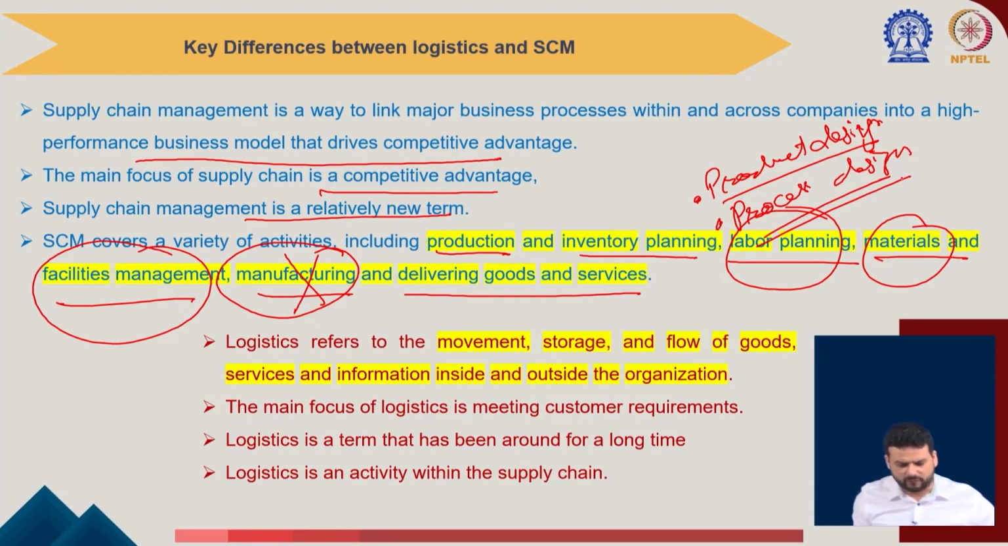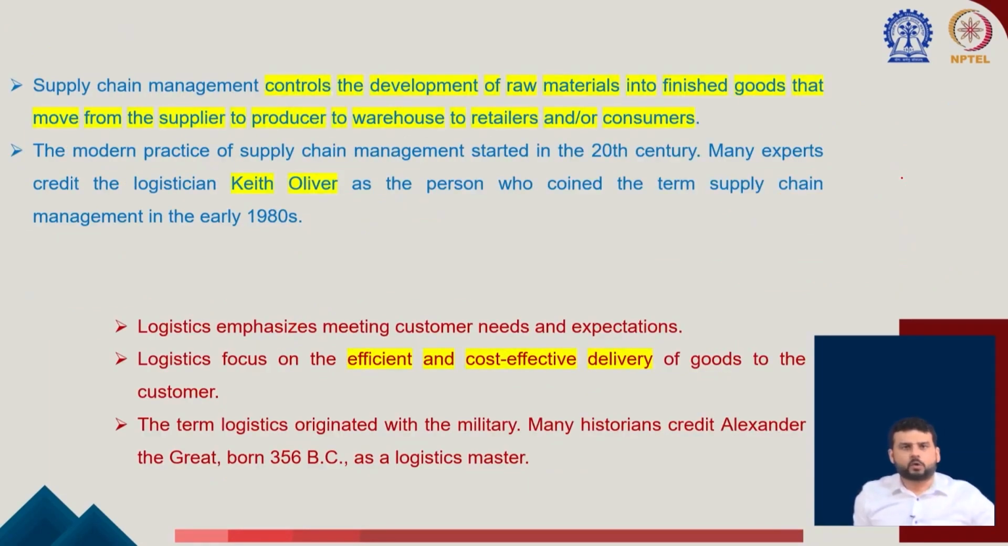And in logistics, we have focused only on physical distribution, transportation, right? That is a little old concept. Again, supply chain management controls the development of raw material into finished goods, and then how those finished goods are transferred to the final end customer, and if any returns are there, how we can handle that as well. Keith Oliver is one logistician who also coined the term supply chain management. In his findings, he explained how this logistics concept has matured, and we need to add some more functional areas into it, right?